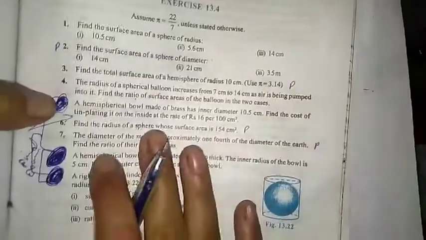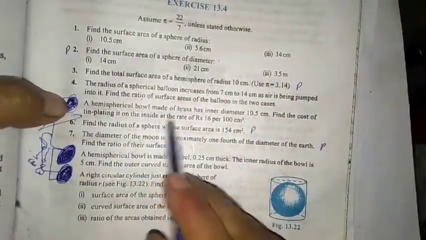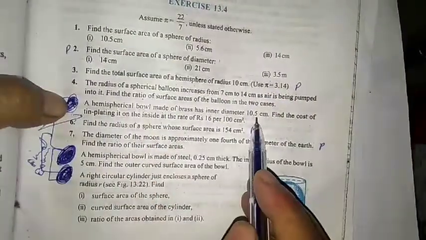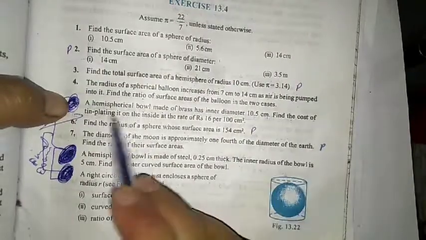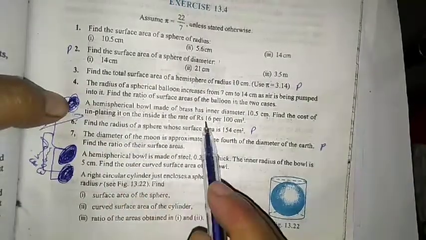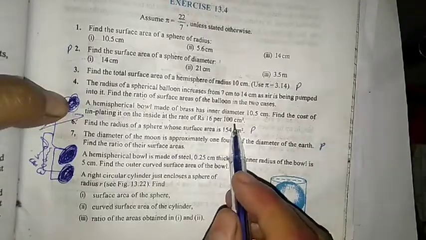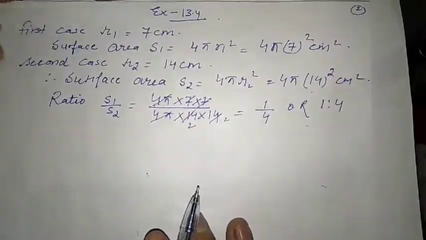Now the fifth question. A hemispherical ball made of brass has inner diameter 10.5 centimeter. Find the cost of tin plating it on the inside at the rate of ₹16 per 100 centimeter square. So inner diameter of the hemispherical ball is given.